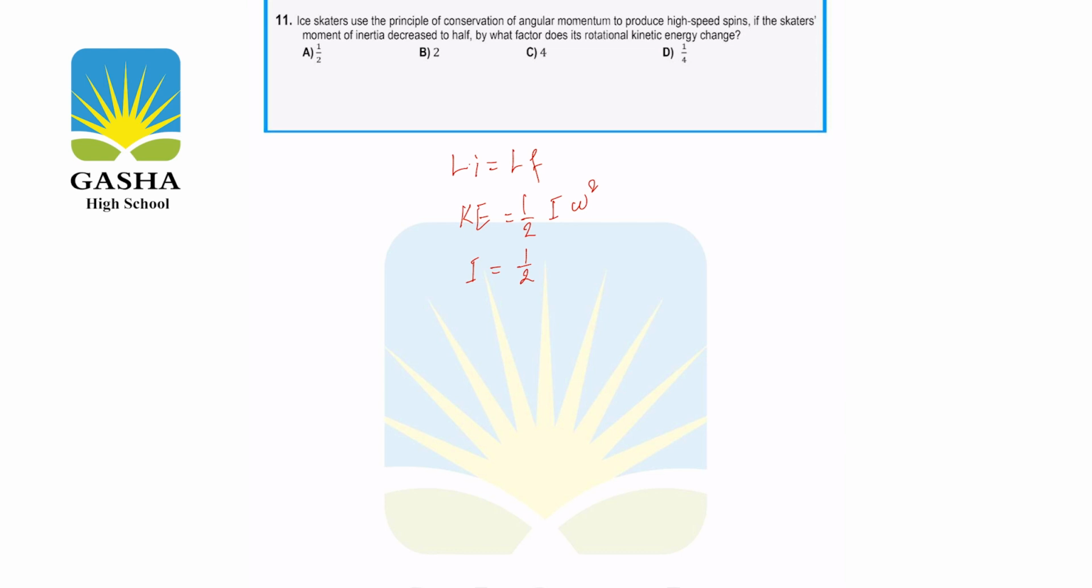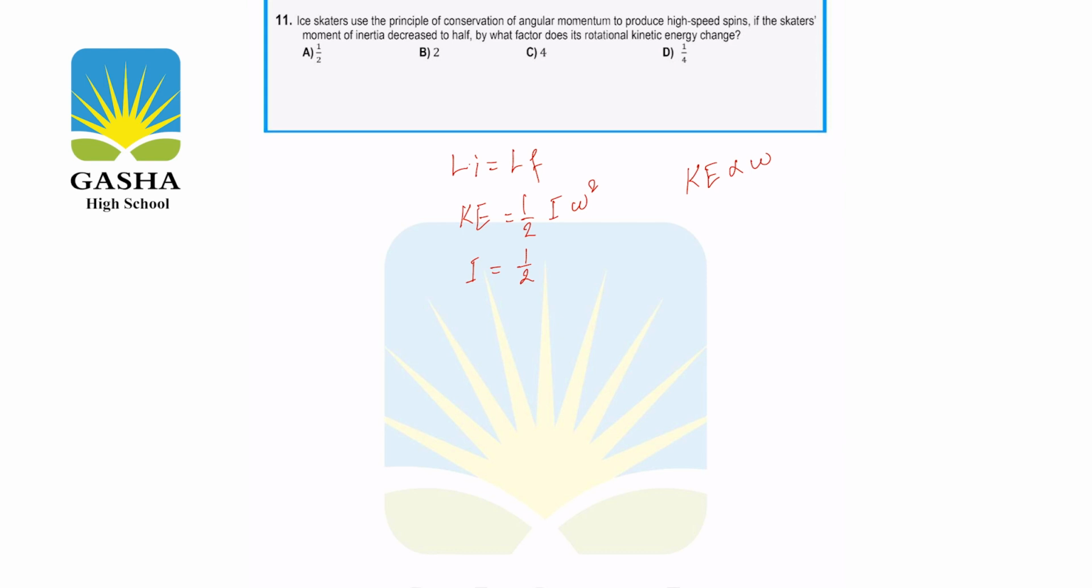But you have to know that for the ice skater, where the shape is not uniform and you can change the distribution of mass, the kinetic energy is directly proportional to omega, not omega square. Kinetic energy is directly proportional to omega square when we have a uniform shape, like a solid ball, a ring, or a disc, when there is no change in the distribution of mass during the rotation.